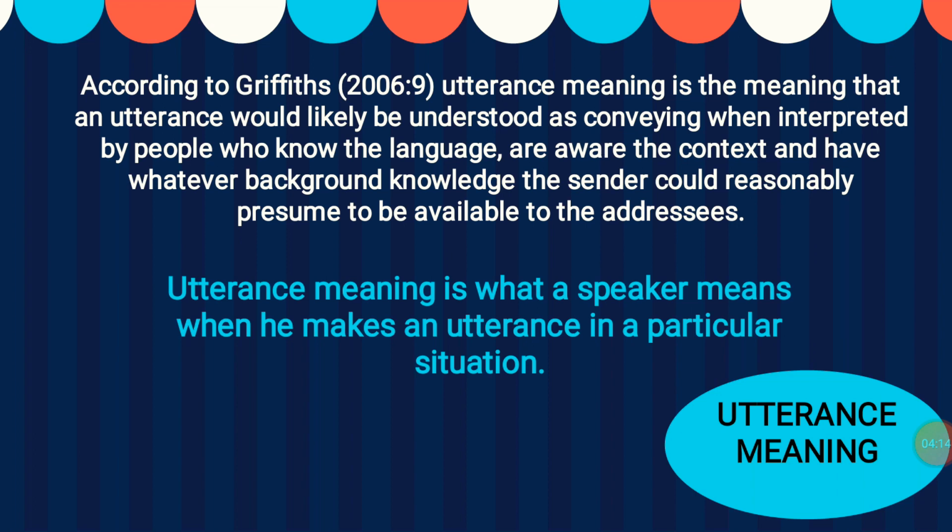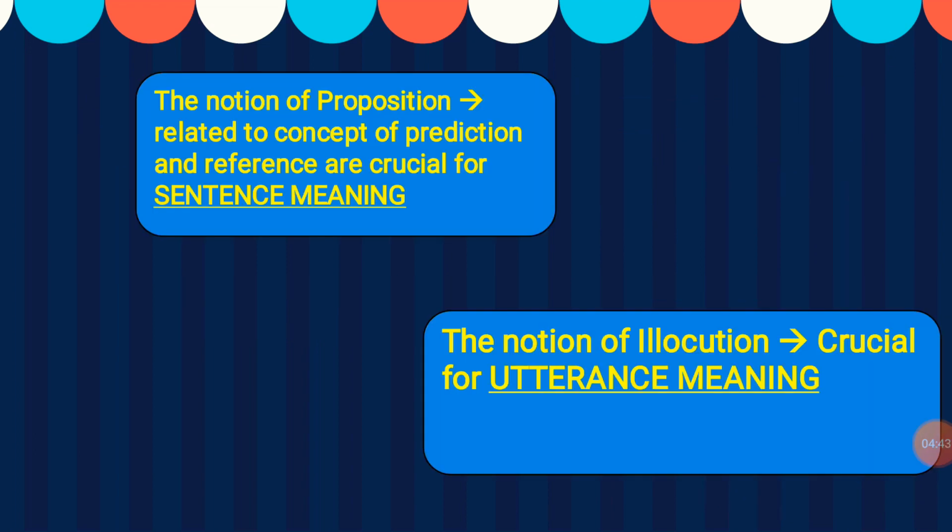In other definitions, utterance meaning is likely to be understood when interpreted by people who understand the language and the context and background of the language, and it will be easier if the speaker and listener have the same knowledge about the language. The notion of proposition, related to the concepts of predication and reference, is crucial to sentence meaning, and the notion of illocution is crucial for utterance meaning.